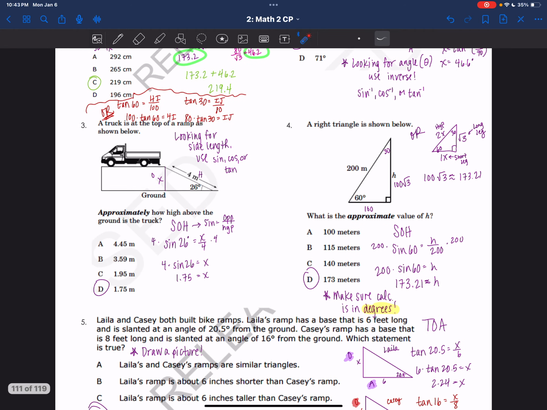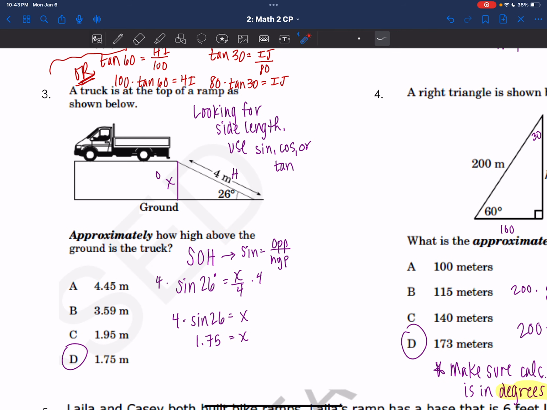All right, number 3 is the same thing. If you're looking for the side length, use sine, cosine, or tangent, depending on what you're looking for. In this case, if you want to know the ground, make your triangle. We're going to use sine, since it's opposite over hypotenuse. Sine of 26 equals x over 4. Multiply both sides by 4, and remember, technically you're cross multiplying. Once you do that, you plug that into your calculator and get 1.75.